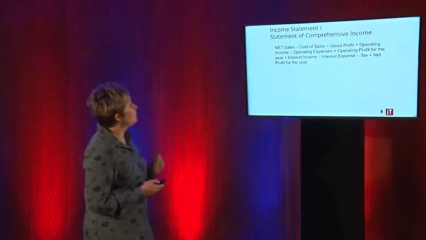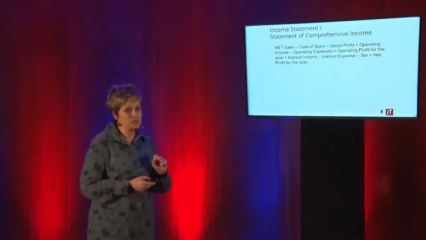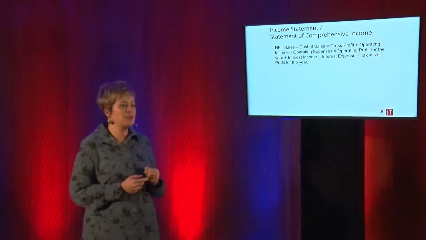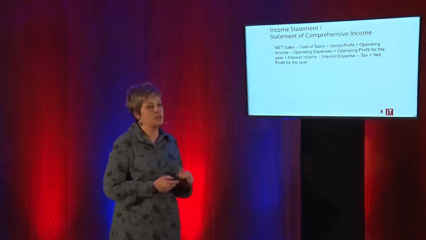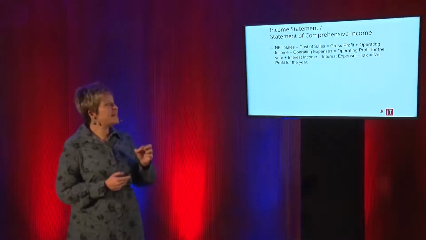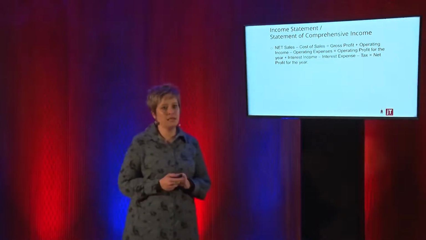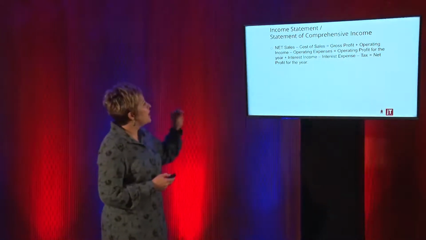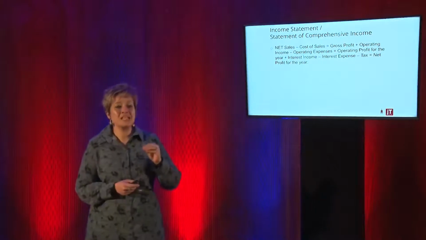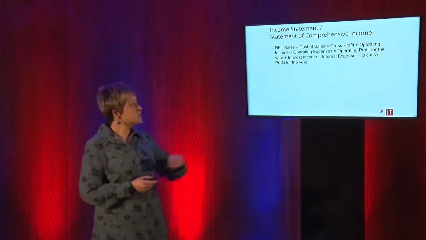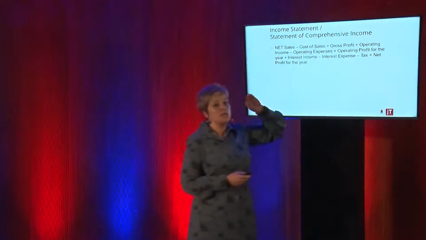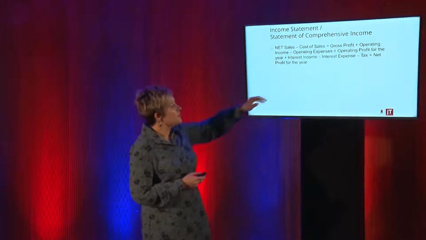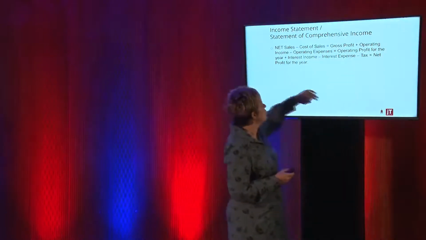So the layout of an income statement is net sales. Net sales will have debtors' allowances already deducted from it. Minus your cost of sales gives you your gross profit, plus your operating income, which will exclude any interest. And then minus your operating expenses, again excluding interest, because interest is shown at the bottom. Interest income and interest expense are added or subtracted, and then you minus your tax, which gives you your net profit for the year.